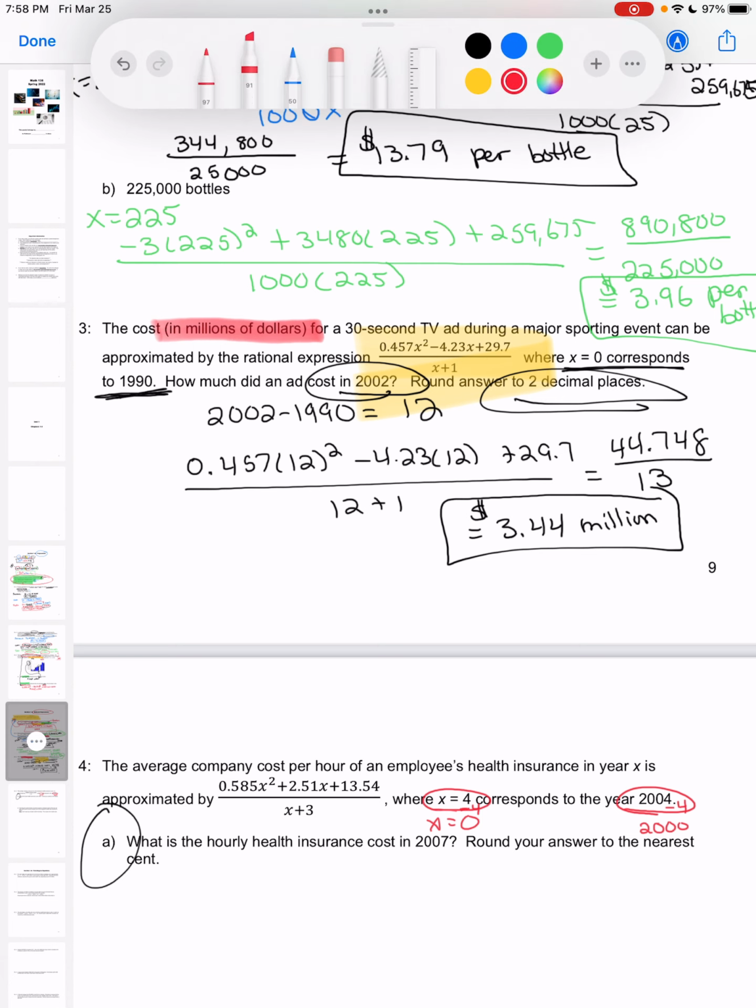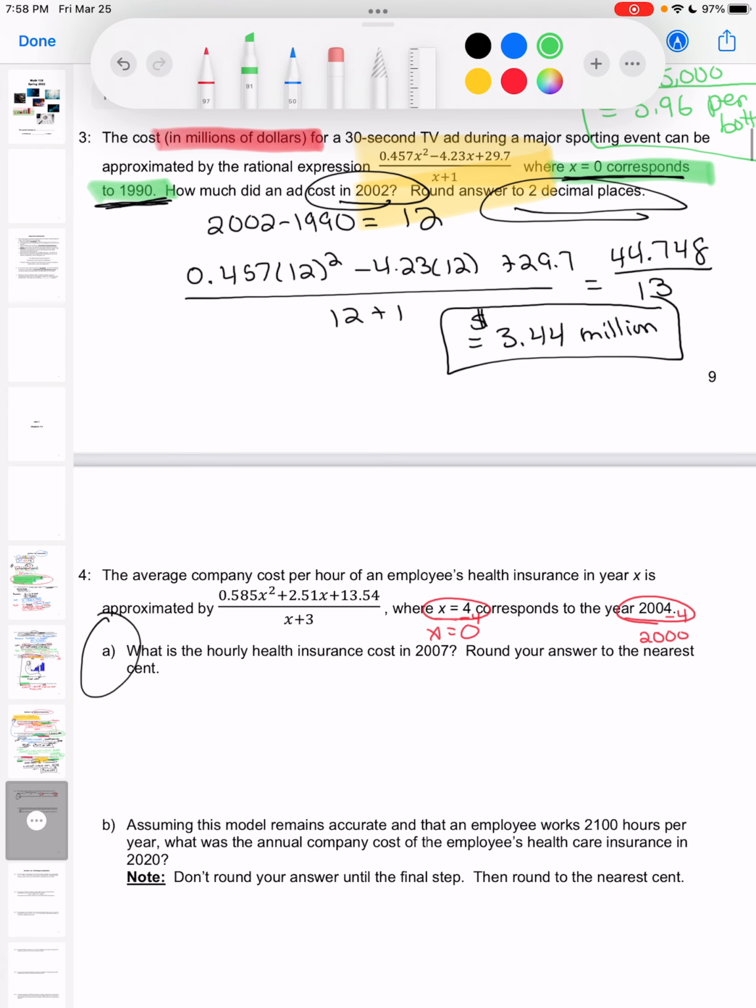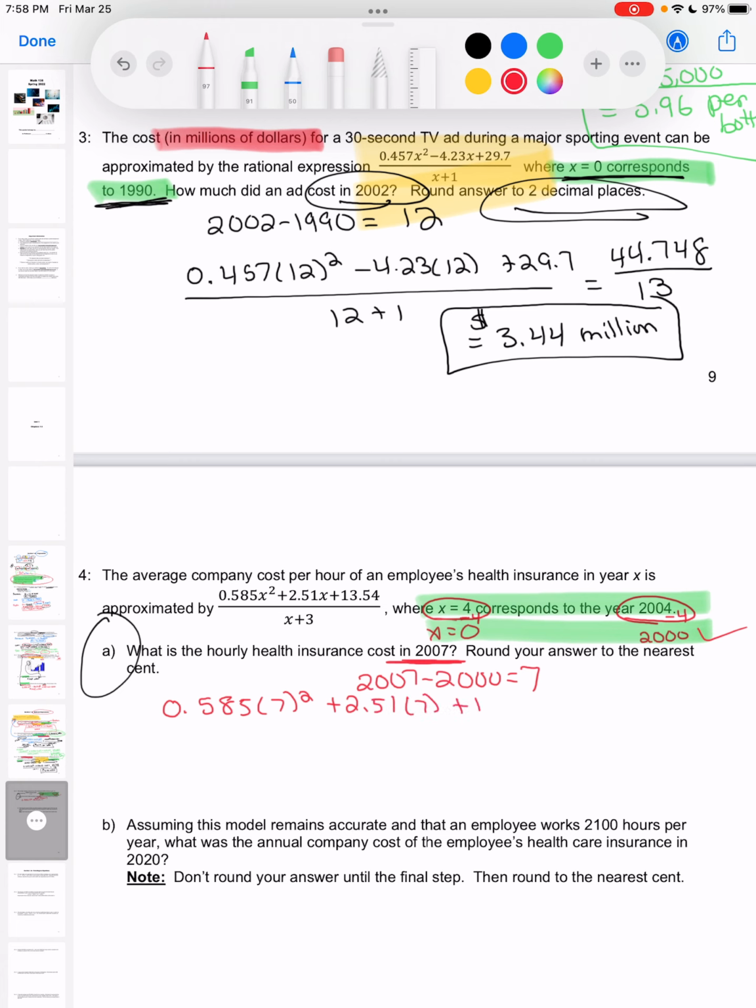That's basically what I gave us in this last one. I gave you x equals 0 is 1990. This time I didn't give you x equals 0, but we had to find that. So I found that to be 2000. Now I'm going to use that to figure out what year I should plug in for 2007. So 2007 minus 2000, I'm going to plug in 7 to my rational equation that I have from up above. Everywhere I see X, I'm putting a 7.